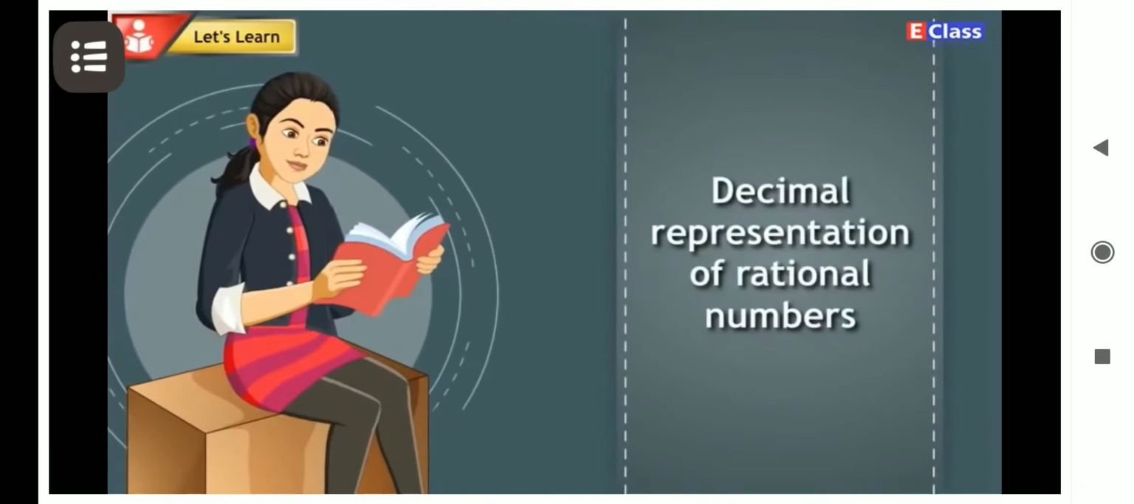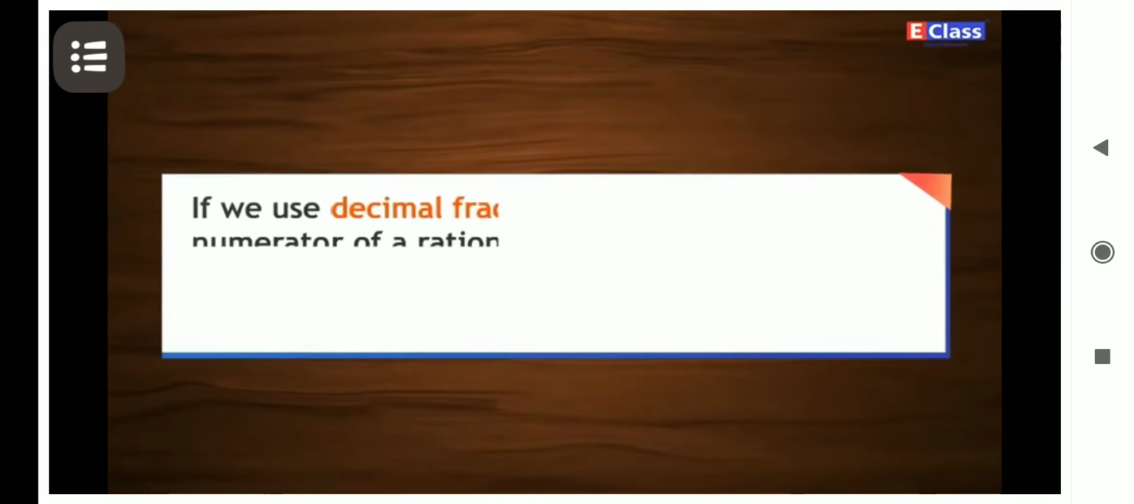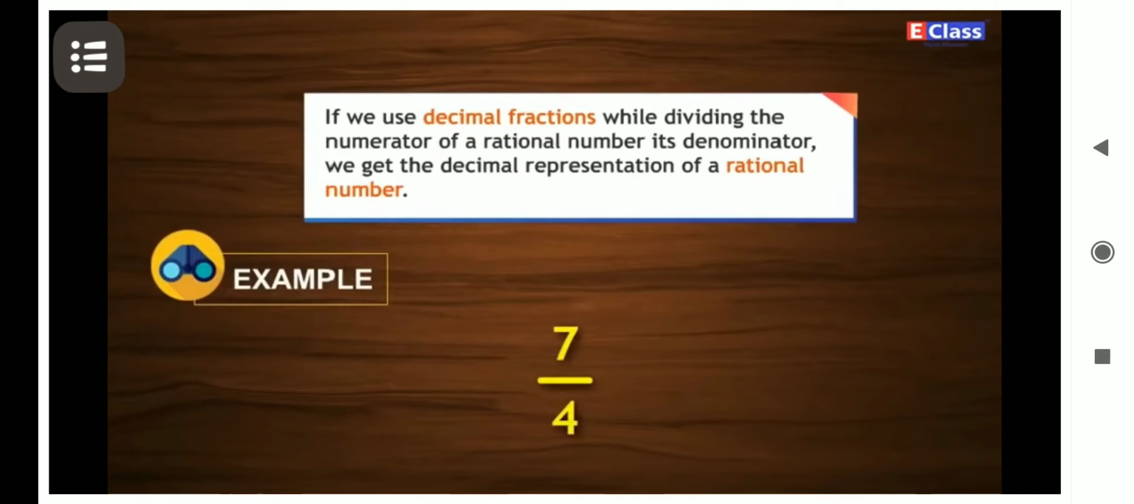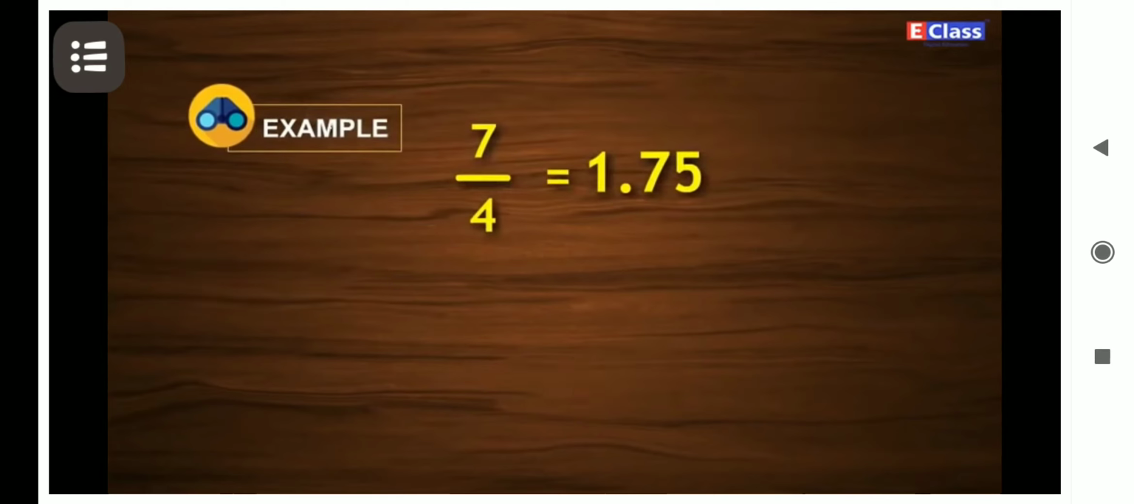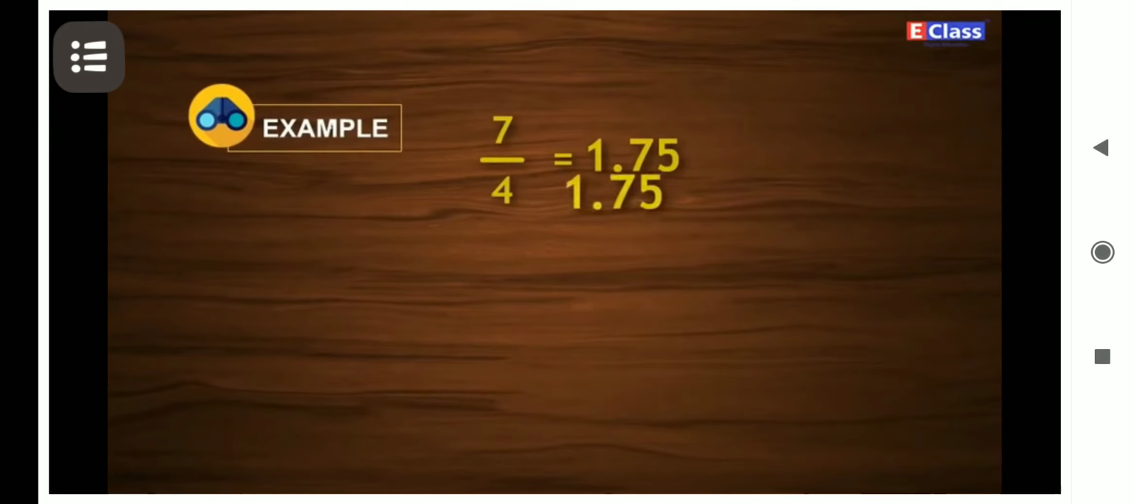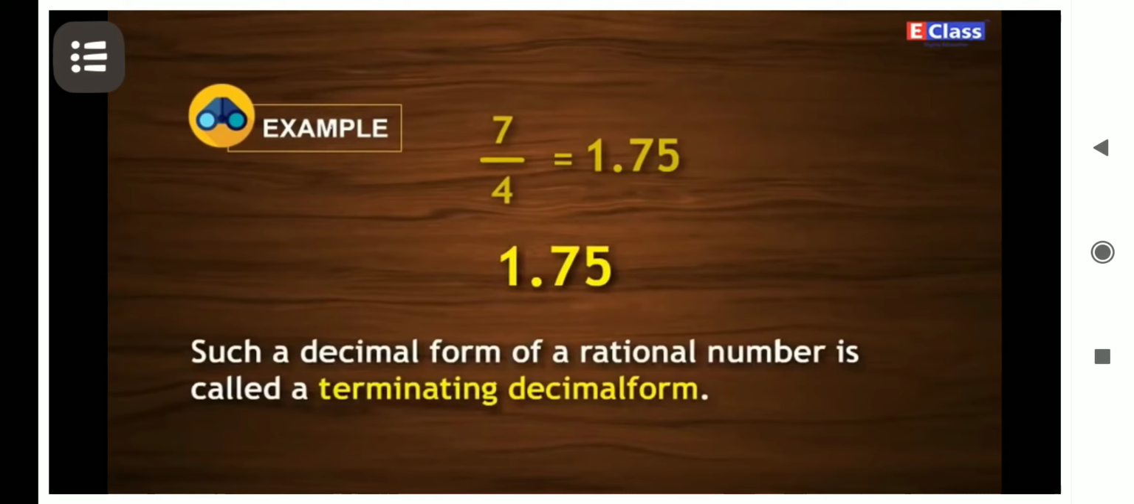Let us learn about the decimal representation of rational numbers. While dividing the numerator of a rational number by its denominator, we get the decimal representation of the rational number. For example, 7 by 4 is equal to 1.75. In this case, after dividing 7 by 4, the remainder is 0. Hence, the process of division ends. Such a decimal form of a rational number is called a terminating decimal form.